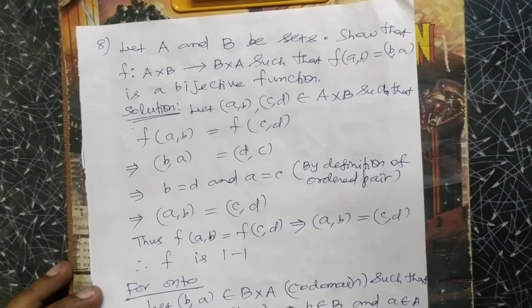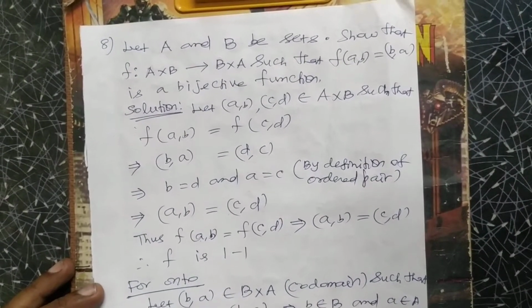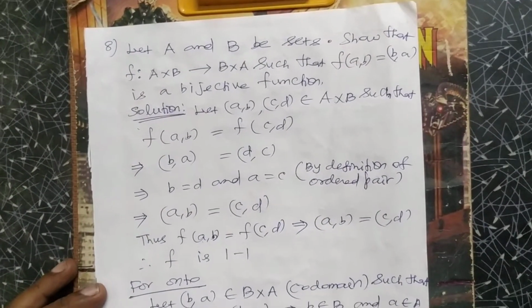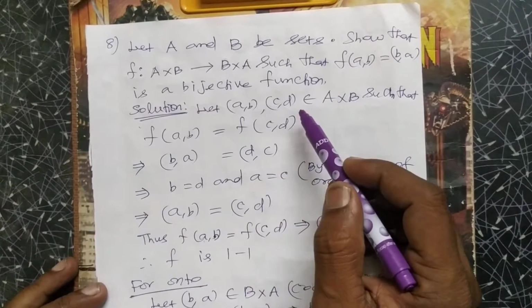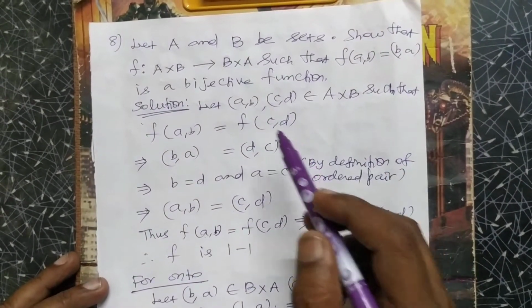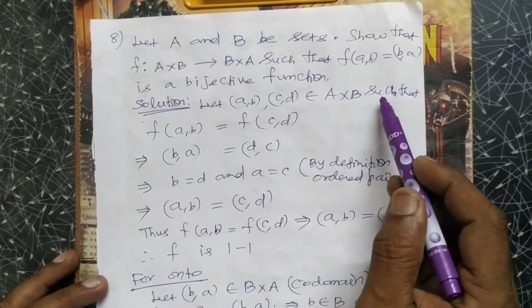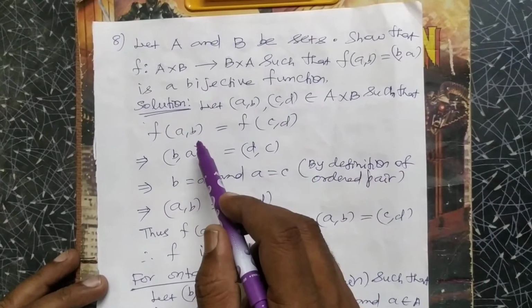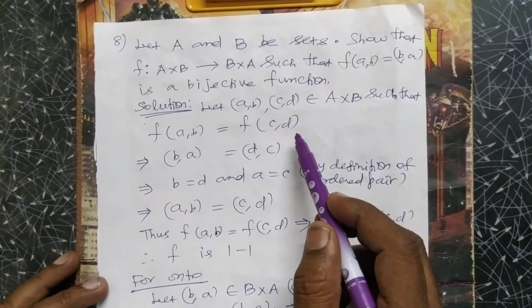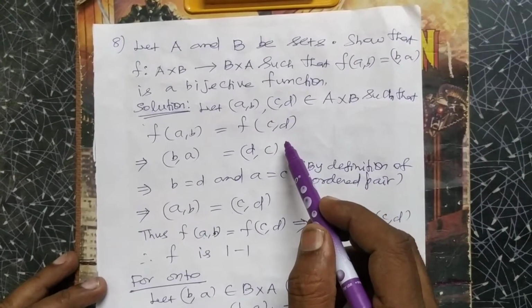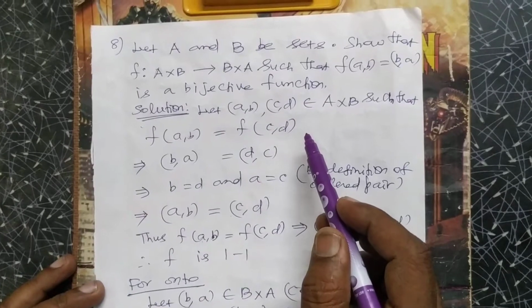For bijective, what do we have to prove? We have to prove F is 1 to 1 and onto. Here every element is an ordered pair. Therefore, instead of x1 I am taking (A, B), and instead of x2 taking (C, D), such that F of (A, B) equals F of (C, D). Now we have to prove that ordered pair (A, B) equals ordered pair (C, D).